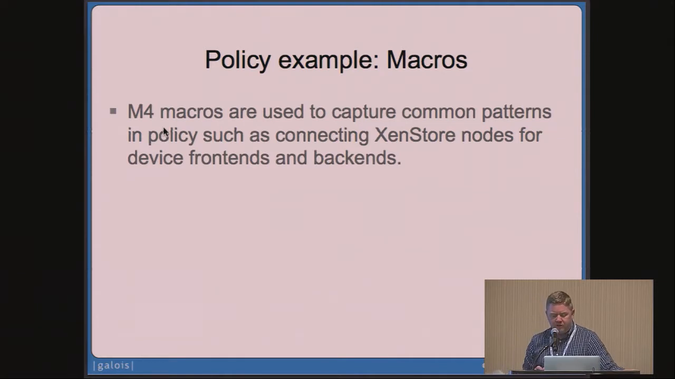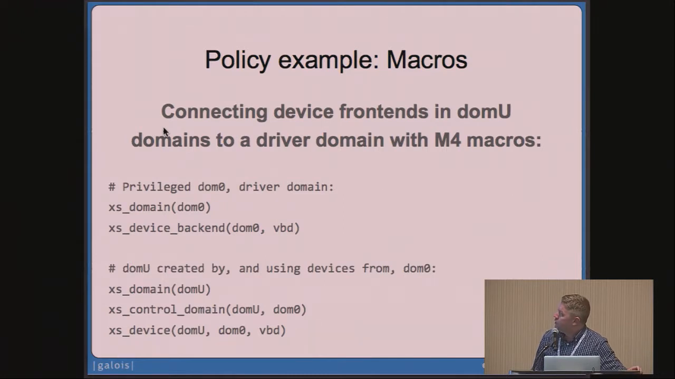A great example of when those are really useful is when you have domains that provide device backends and then domains that have device front ends that have to connect to those backends. So here we have an example of some much higher level policy that uses a bunch of macros. In that first section, we're defining the policy for DOM0. We say DOM0 is a domain, and that defines a lot of policy for the fact that DOM0 exists and is a domain. Then we can also say that DOM0 provides a virtual block device backend, and that declares a bunch of types and creates allow rules for those.